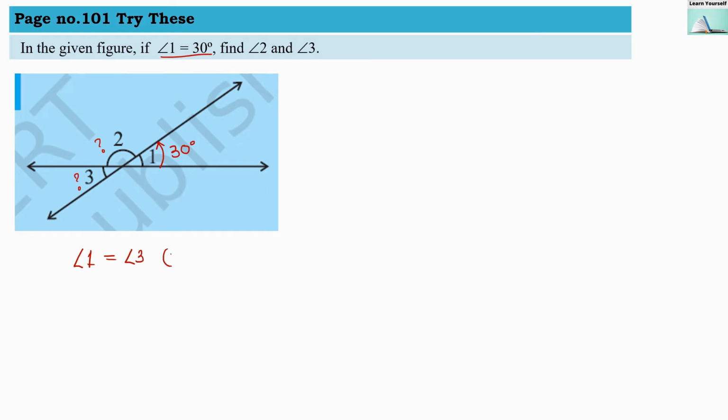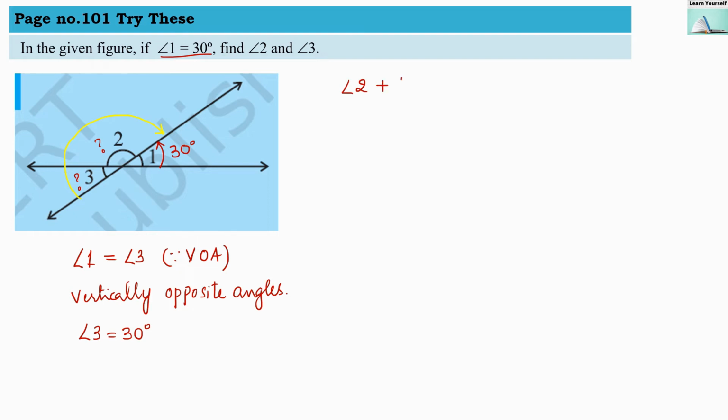And what is the reason for that? Because they are vertically opposite angle. As they are vertically opposite angles, their measure are similar, and because of that angle 3's measure is also 30 degree. Now here you can see that angle 3 and angle 2, they both are forming linear pair as they are on the straight line. So they both are forming a linear pair. So I can write here that angle 2 plus angle 3 equals to 180 degree because they are linear pair.